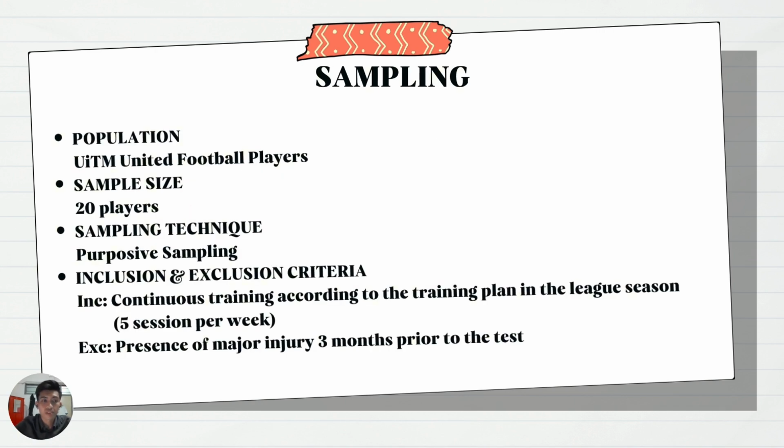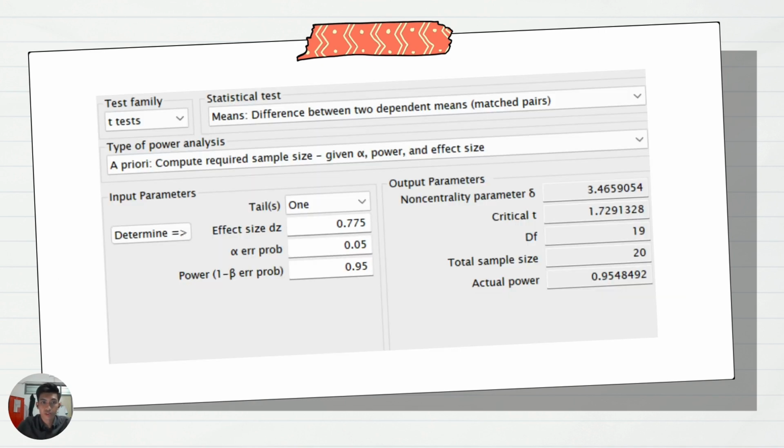For the sampling, first of all, the population is United football players and the sample size is 20 participants. The sampling technique is purposive sampling, with inclusion and exclusion criteria. Inclusion is continuous training according to the training plan in the season, and exclusion is the presence of a major injury 3 months prior to the test. This is how I get the total sample size from calculating the effect size.